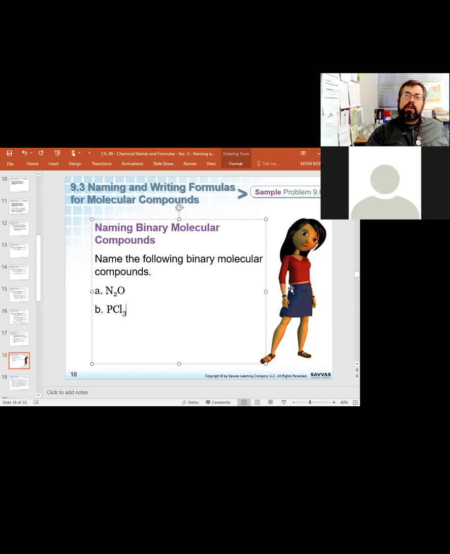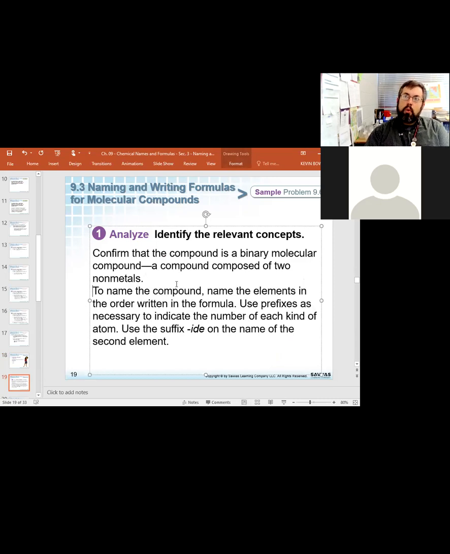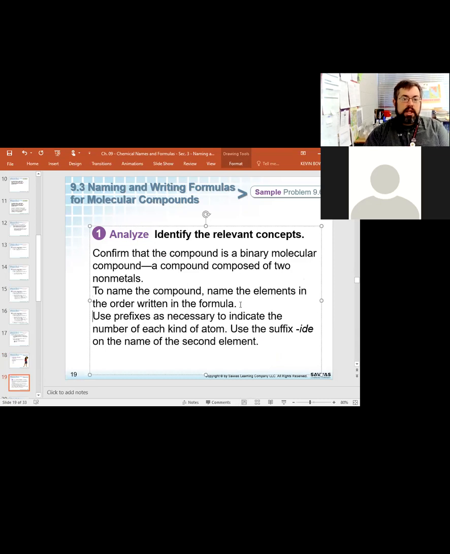But so first thing first, what do you have? Just looking at the symbols, you've got N, you've got O, and that's it. And the second one, you've got P, you've got Cl. Remember, Cl is just one thing, it's chlorine. There is no element L. So first thing, you want to make sure it is just 2 nonmetals. Then reuse them in the order that they're written. So you don't say Cl before the P, you don't say the oxygen before the nitrogen. The way that they are written in the formula is how you write the words.